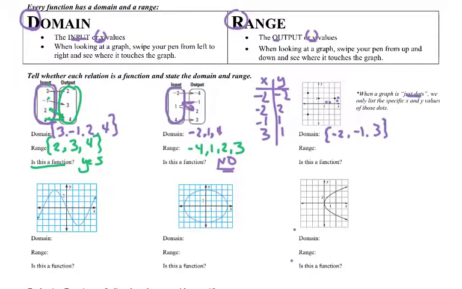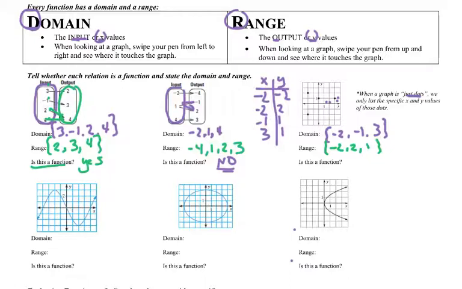Did I have to say the -2 twice? Up to me. I could or I couldn't. I just didn't. My range is my y values, which has 4, -2, 2. Oh, actually the 1 repeats as well, so I can just write that one time. Funky brackets. Is this a function?